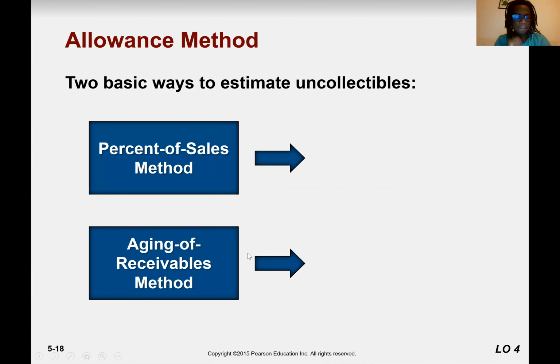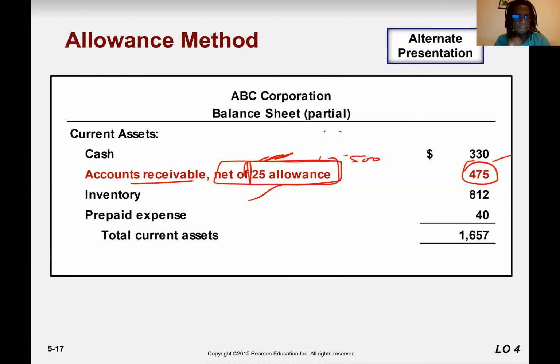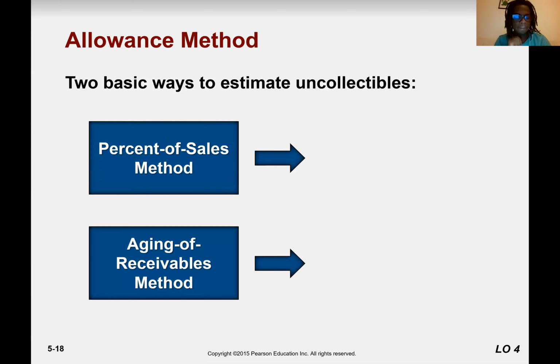Okay, now here comes the question. You said $25 million would be allowance for uncollectible. How did you come up with this 25 million? There are two methods. Number one, percentage of sale method. Number two, aging of the receivable method. Both are legitimate and good methods, but each has its own merits according to the size of the company and so on.